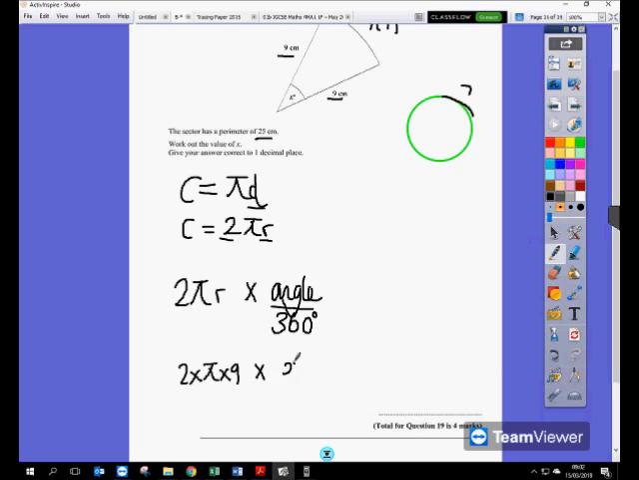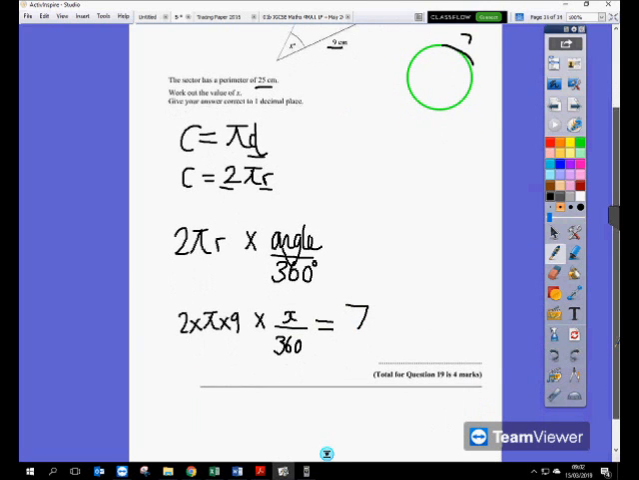We don't know the angle. The angle is x. But we know that the arc length is 7. We've just worked it out. It's 7 centimeters. So we just need to rearrange this to work out x.